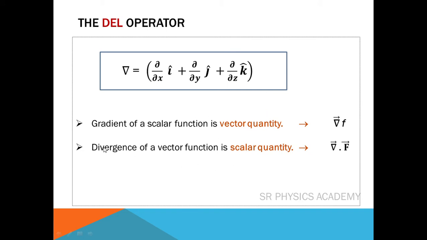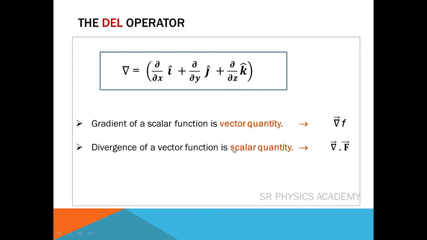Now for the vector field, we can call two types: divergence and curl. First we will discuss the divergence. The divergence of a vector function is a scalar quantity. Here the dot product comes in: the dot product of del with the vector f. The divergence is what you get when you dot del with the vector field. So the resultant of the divergence is a scalar function.